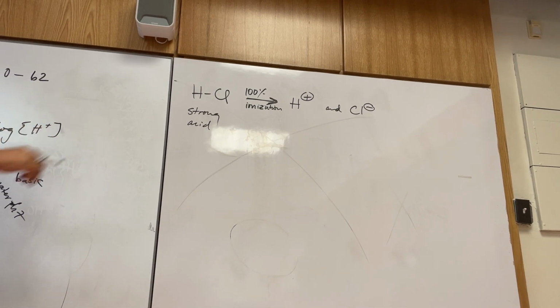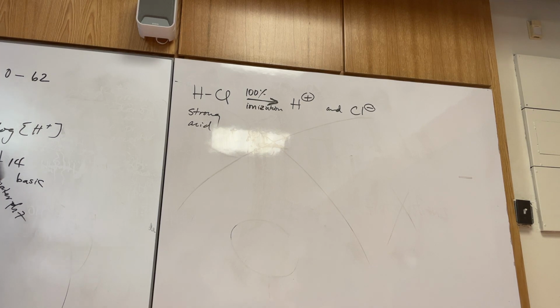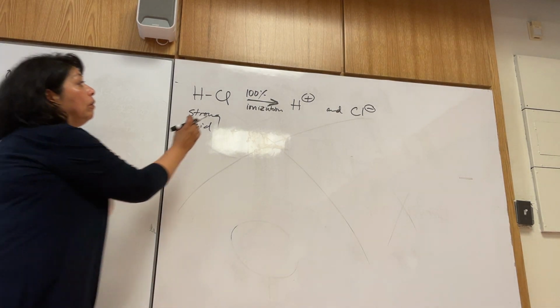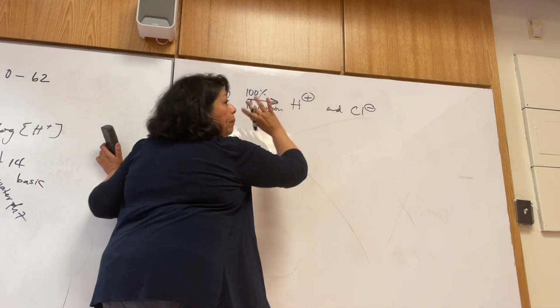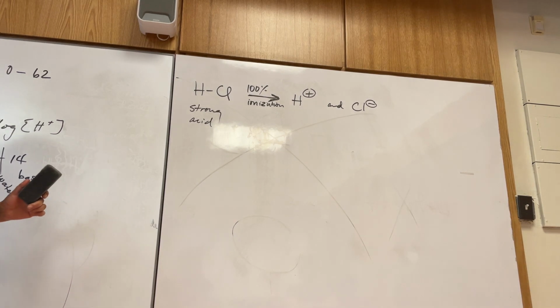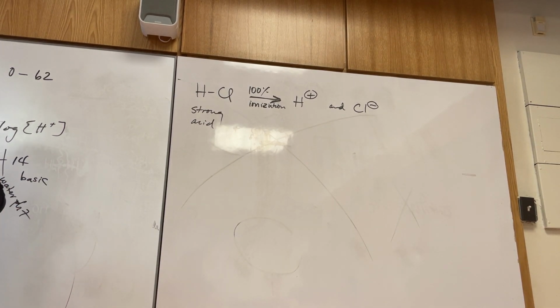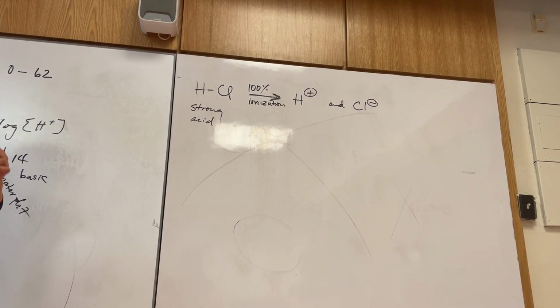Done. As opposed to buying a sweater with no last act, you can return it, right? Okay? So here, this is one last act. Once I go from here to here, I'm done. Can't go back. All strong acids undergo 100% ionization.